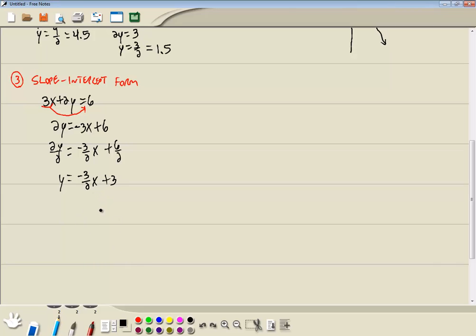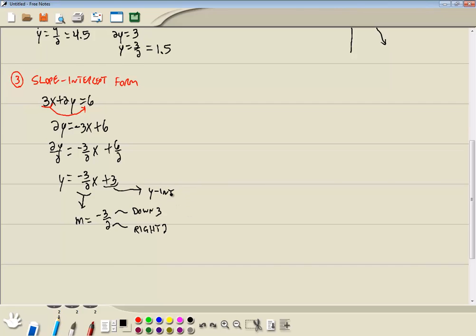Now this is slope-intercept form. And if you have it in slope-intercept form, then your slope is whatever's before your x. So m is equal to negative 3/2. Now this is a change in y over change in x. So negative 3 means I'm going to go down 3. Change in x, positive 2, means I'm going to go right 2. And our 3 here is our y-intercept.